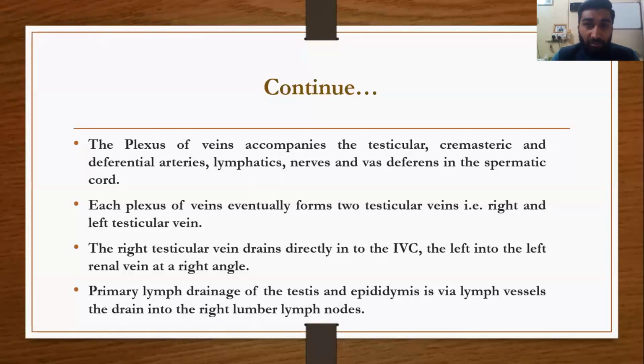This is the anatomical variation, that the right testicular vein directly drains into the IVC, the inferior vena cava, whereas if we talk about the left testicular or gonadal vein, it first drains into the left renal vein at a right angle. A right angle means 90 degrees. And then this left renal vein drains into the IVC. The primary lymph drainage of the testis and epididymis is via lymph vessels. They drain into the lumbar lymph nodes.